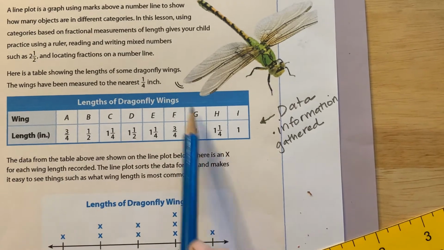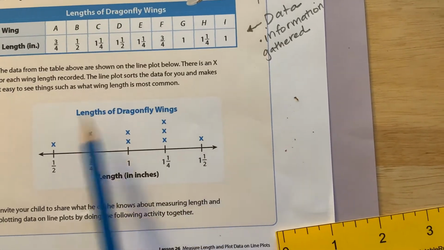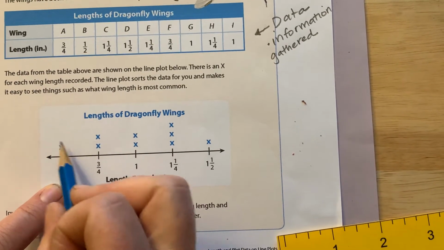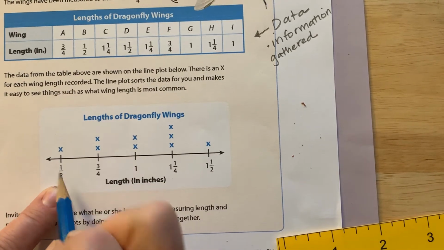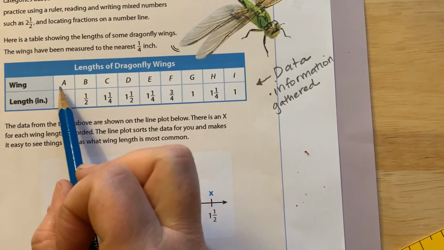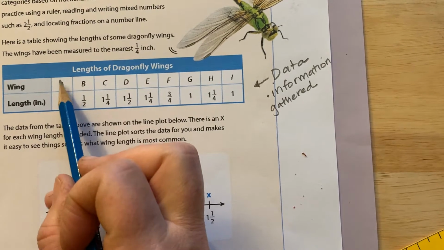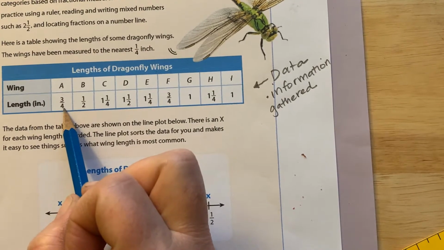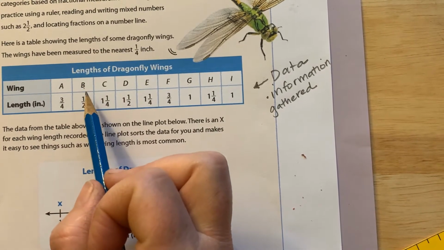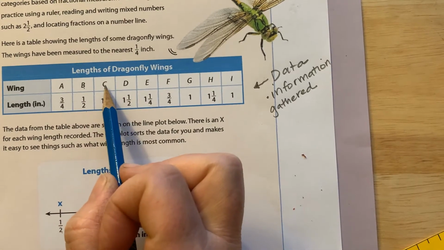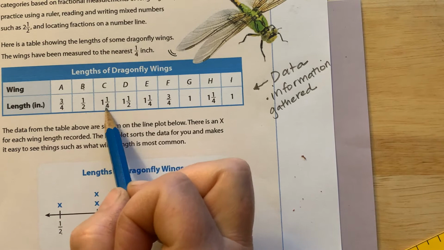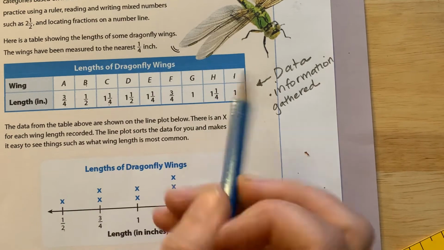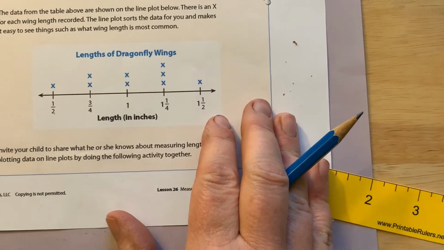Once they have the data, then they created a line plot. Notice that on their line plot, they have how many dragonflies had a wing length of 1/2. So notice up here, let's take a look. Dragonfly A had a wing length of 3/4 of an inch. Dragonfly B had a wing length of 1/2. Dragonfly C had a wing length of 1 1/4. So they organized all of the information into our data table. Then they created a line plot.